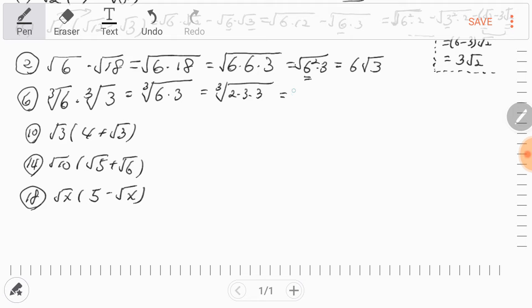Okay, that's it. So that is cube root of 18. Okay, next one. Okay, use the distribution property.